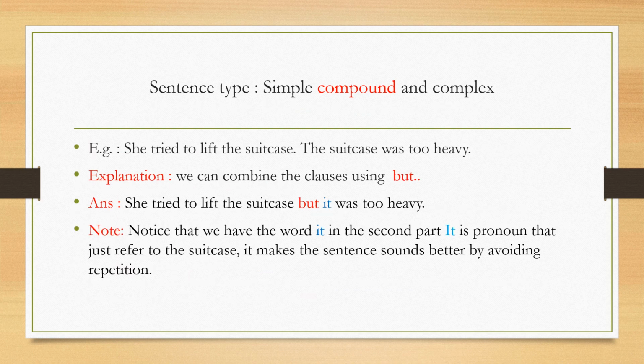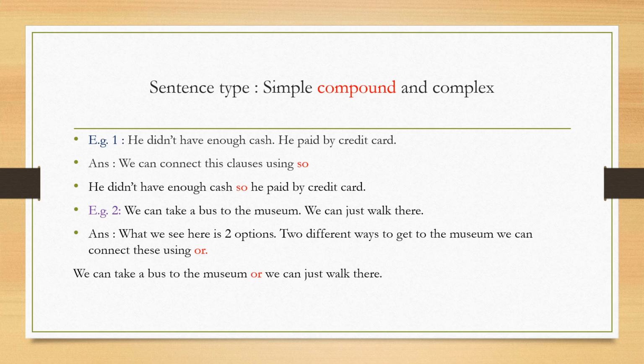A few more examples. She tried to lift the suitcase. The suitcase was too heavy. We can combine the clauses using but. Look at the answer. She tried to lift the suitcase, but it was too heavy. Make a note. Notice that we have the word it in the second part. It is a pronoun that just refers to the suitcase. It makes the sentence sound better by avoiding repetition.